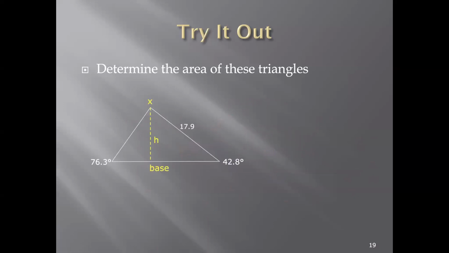So first, let us solve for the missing angle. We already have two angles given, and we can easily solve for the missing angle. Let us say that it is angle x. We can just add the two given angles and subtract the sum from 180 degrees. Therefore, the missing angle is 60.9 degrees.